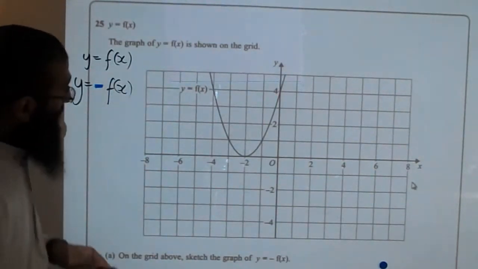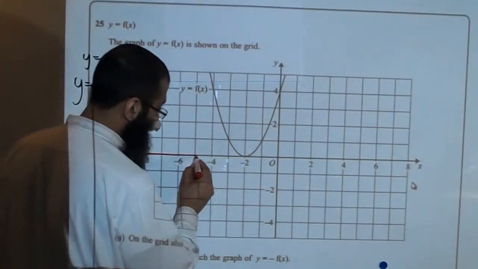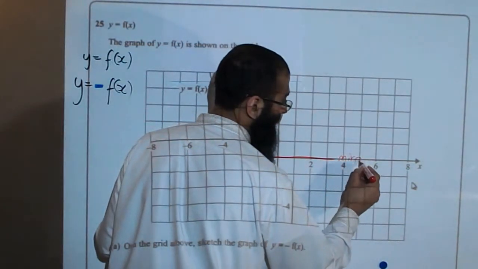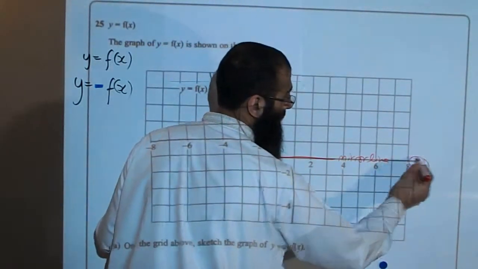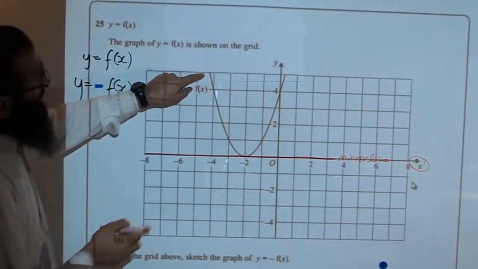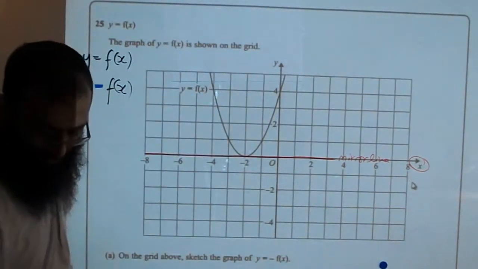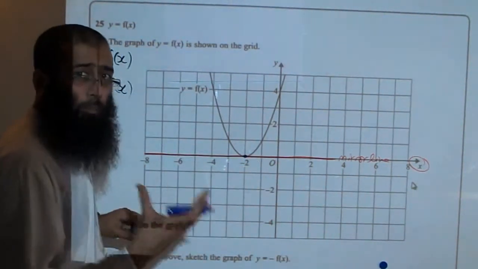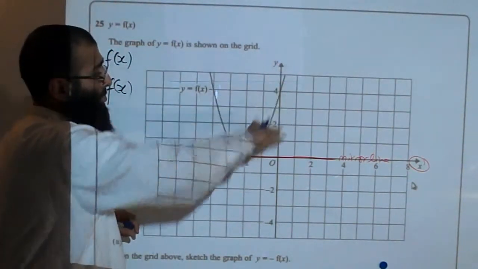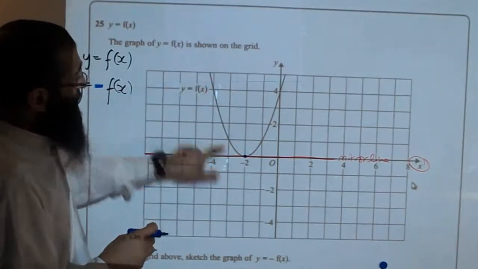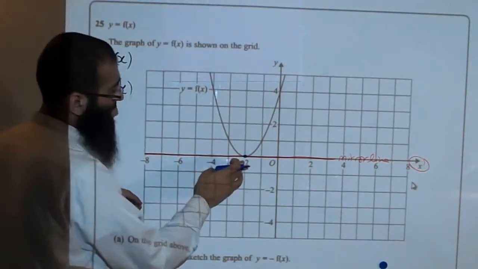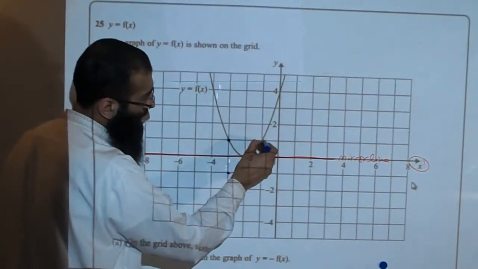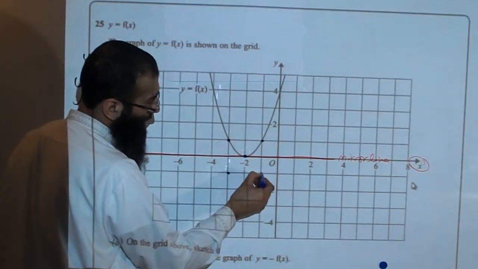So let's define the x-axis. Okay, here. So this is my mirror line. And there's my actual function. What we're going to do now is get each individual point and start bringing it down. Remember, as we said before, if any point of the original image is touching the mirror, it stays there. So that point stays there. This point, which is 1 square above, becomes 1 square below. And this point, which is 1 square above, becomes 1 square below.